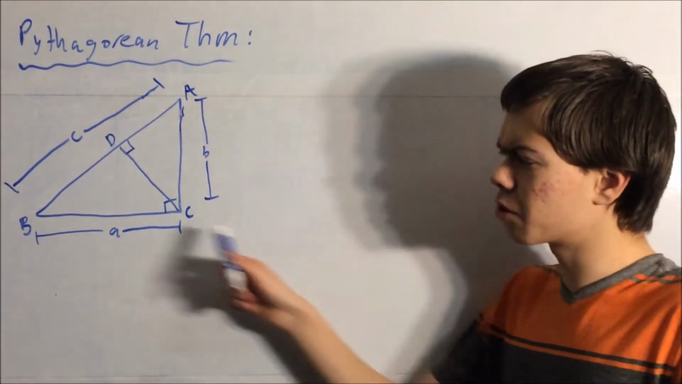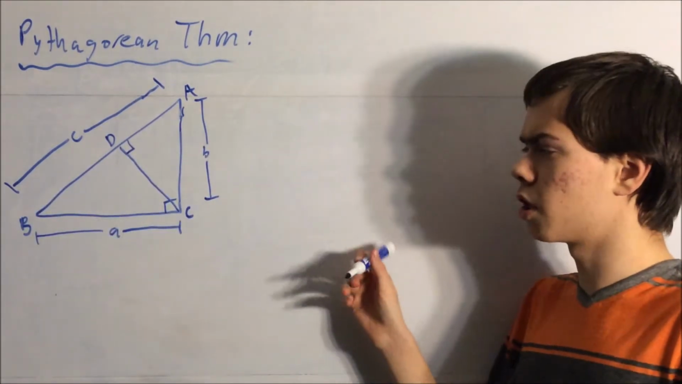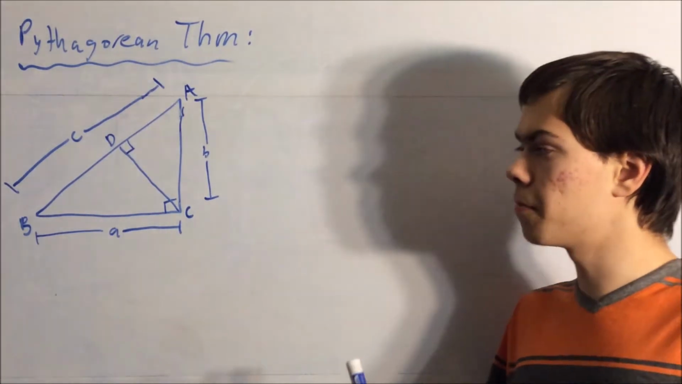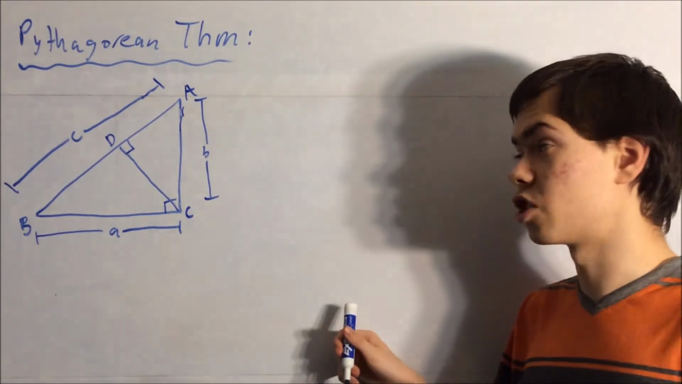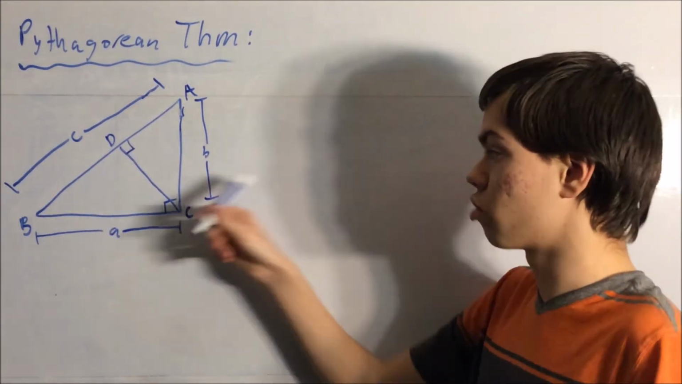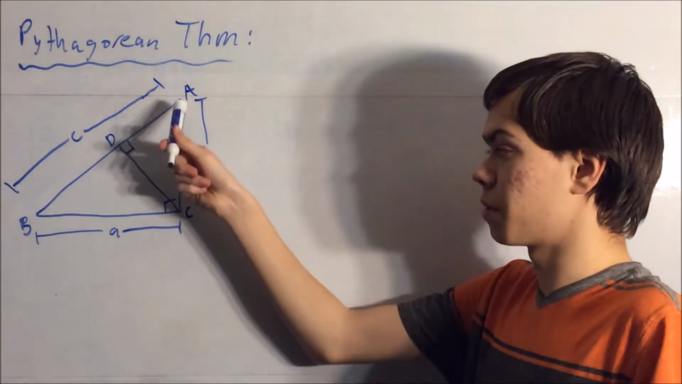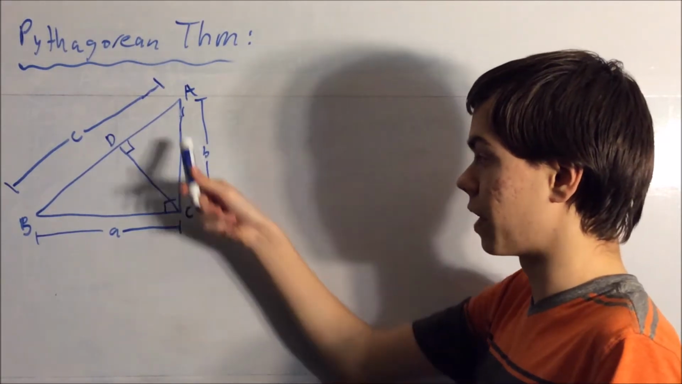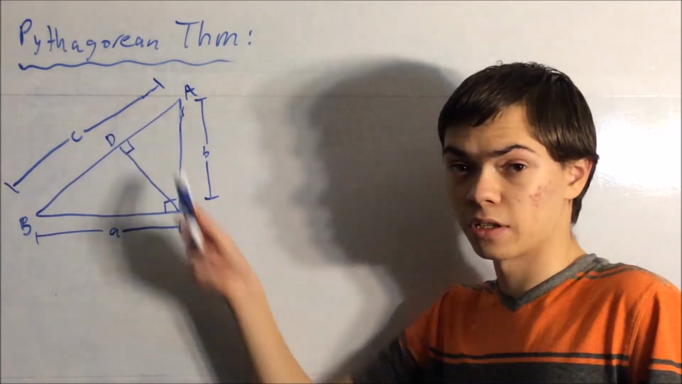Now, which triangles do you see that are similar here? Which ones of these right triangles are similar to each other? If you look closely, you're going to notice that every single one of these triangles is similar to each other. So I'm talking about triangle ABC, triangle ACD, and triangle CBD. All of them are similar.